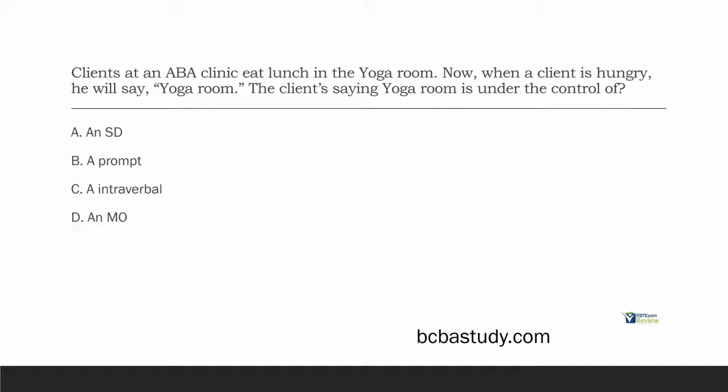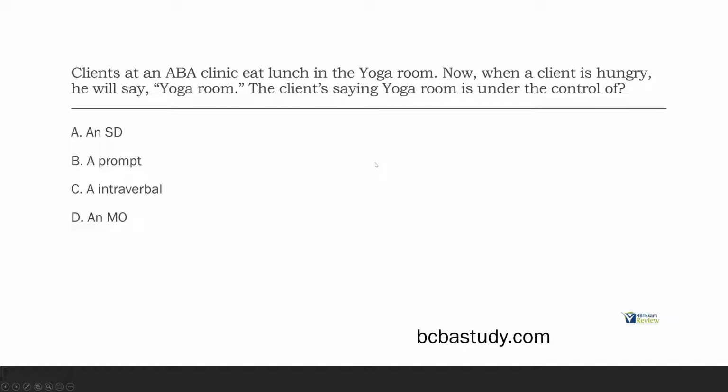Now the client has associated and paired hunger with yoga room. So they're really doing what? They're manding for food by saying yoga room. Now we need to change that behavior, but that's neither here nor there, right? We're focused on the question at hand. And the question at hand is asking, saying yoga room is under the control of what?